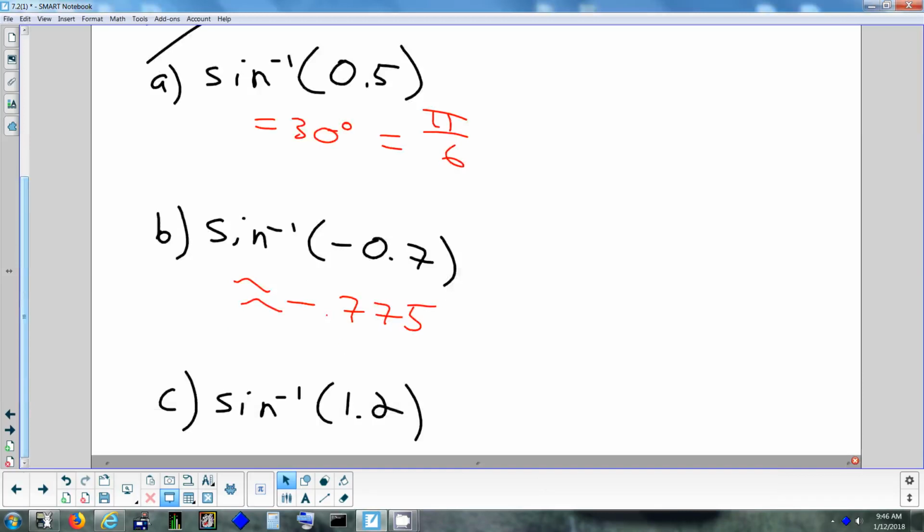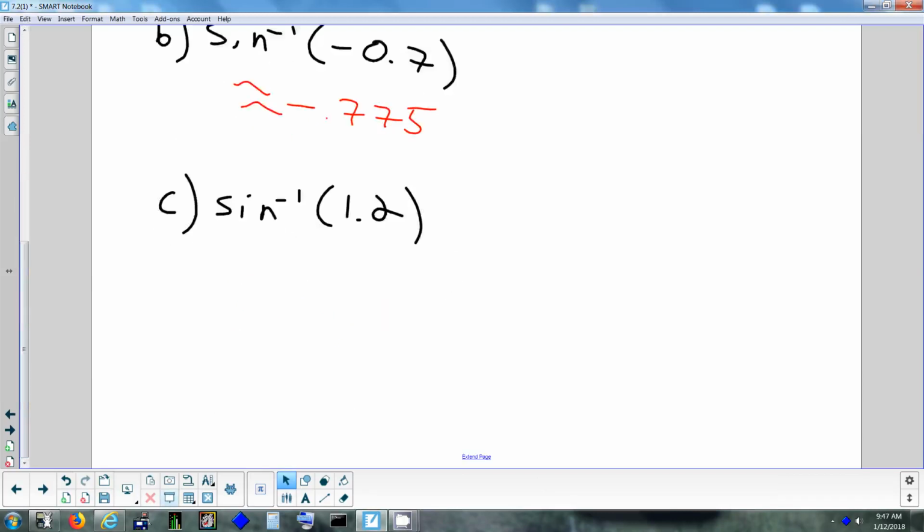Well, actually, what would happen with that last one? Inverse sine of 1.2. Think about the domain of inverse sine. Yeah? It wouldn't work. The domain is negative 1 to 1. That's undefined.